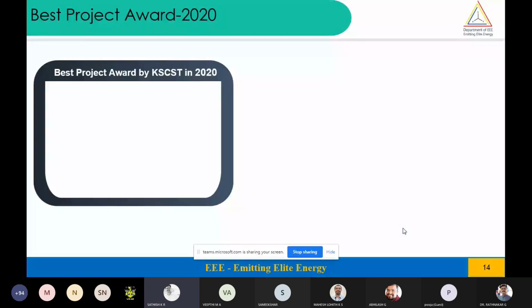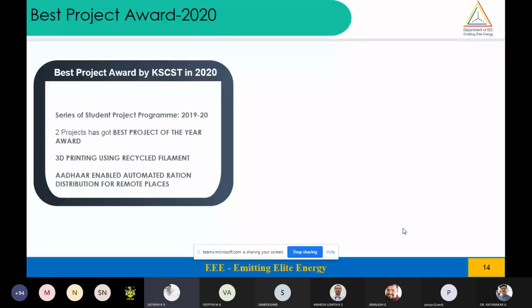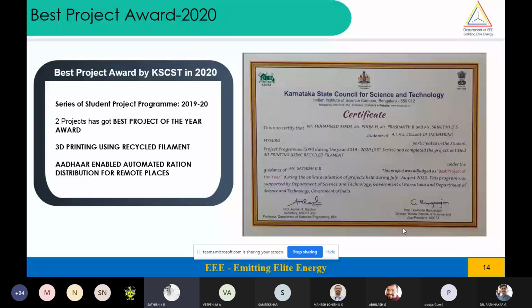Recently, that is 2019-20, 2 projects have been awarded as best project of the year award. The 2 projects are the 3D printer using recycled filament, as I showed in the earlier slides, and the automated ration distribution for remote places. These 2 projects received funding, and they also got the best project of the year award.